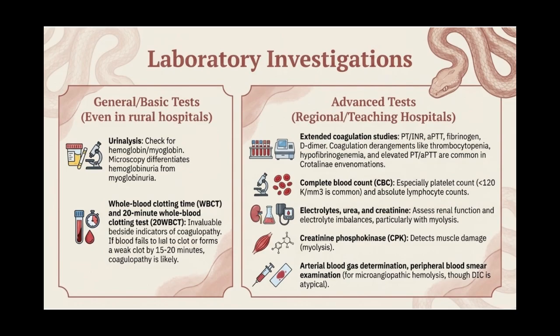Laboratory tests are invaluable tools for determining the extent of envenoming and monitoring the effectiveness of treatment. Even in small or rural hospitals without access to comprehensive laboratory facilities, some essential tests can still be performed. One such test is urinalysis, which helps detect the presence of hemoglobin or myoglobin in the urine, both of which indicate blood presence. Microscopic examination can further help differentiate between hemoglobinuria and myoglobinuria by identifying red blood cells or casts in the urine.